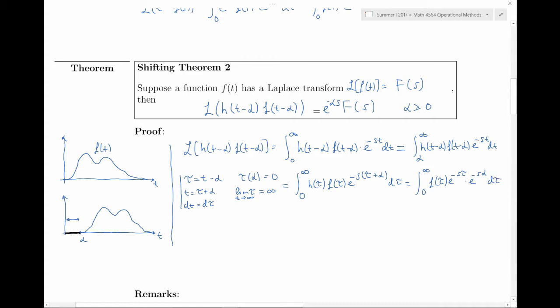E to the minus s alpha is independent of tau, that can be factored out. And the inside is just f of tau e to the minus s tau d tau. And it's now very obvious that this integral is exactly the Laplace transform of f. The fact that we changed t to tau here does not make any difference because the integral has exactly the same form. The name of the internal variable for the integral does not change the value of the integral. So this is simply e to the minus s alpha times capital F of s. And that's the end of the proof.